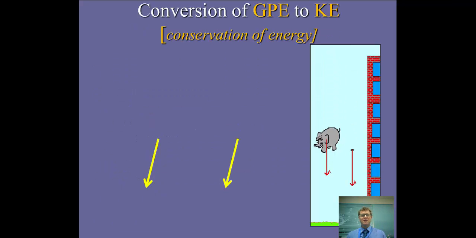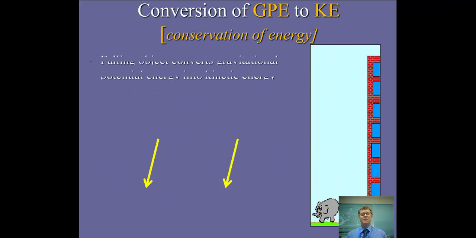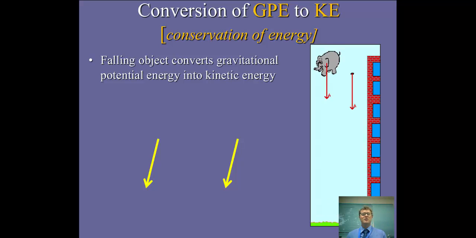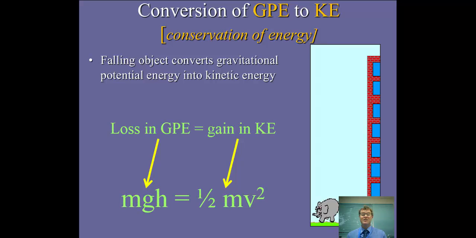The conservation of energy means that something useful can happen. A falling object will convert all its gravitational potential energy into kinetic energy. So the loss in gravitational potential energy will be equal to the gain in kinetic energy. That allows you to do some calculations, not even needing to know the mass of the object, because that will cancel out on both sides, to work out the final velocity it will achieve as it reaches the ground.